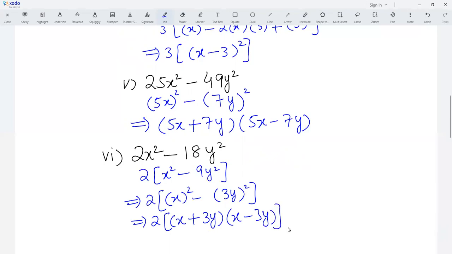So this is all from today's video. This is about factorization by algebraic identities. I will make some other videos related to factorization, but with some other processes.